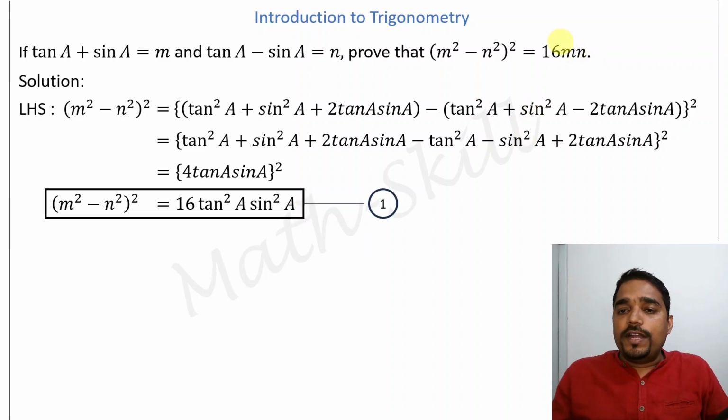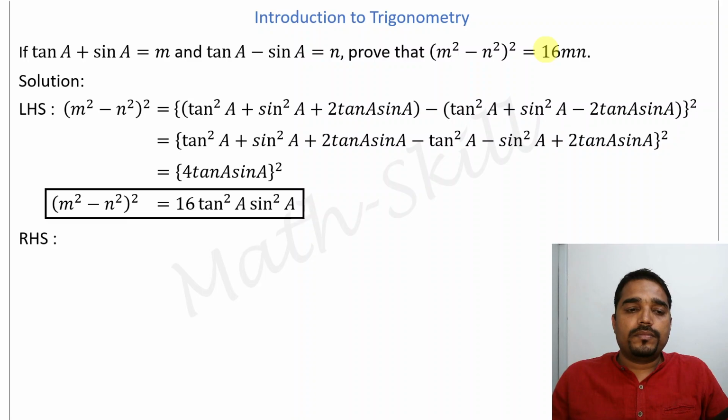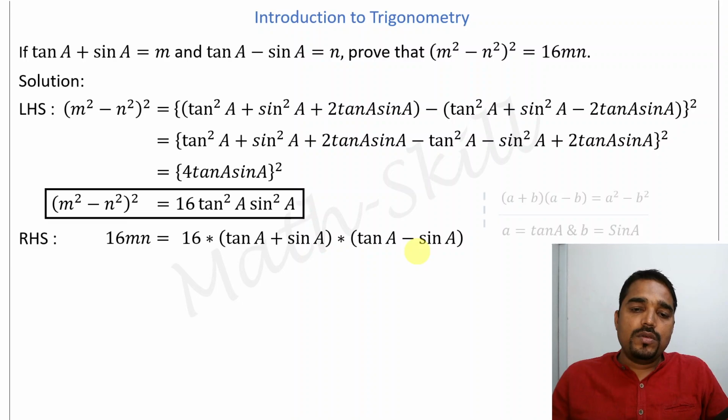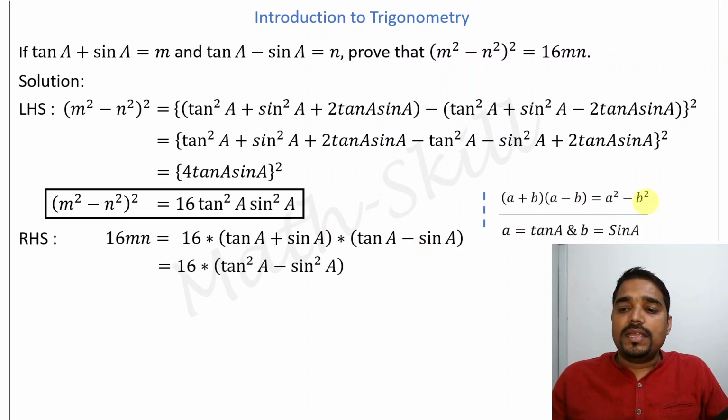Now let us try to find out the value of the RHS, that is 16 times m into n. Let's note down the RHS, 16 times m into n, which is equal to 16 multiplied by tan A plus sine A is m and tan A minus sine A is n. Therefore 16 times mn is equal to 16 times tan A plus sine A multiplied by tan A minus sine A. Now this looks like A plus B into A minus B. So we know the algebraic expression, A plus B into A minus B is A square minus B square.